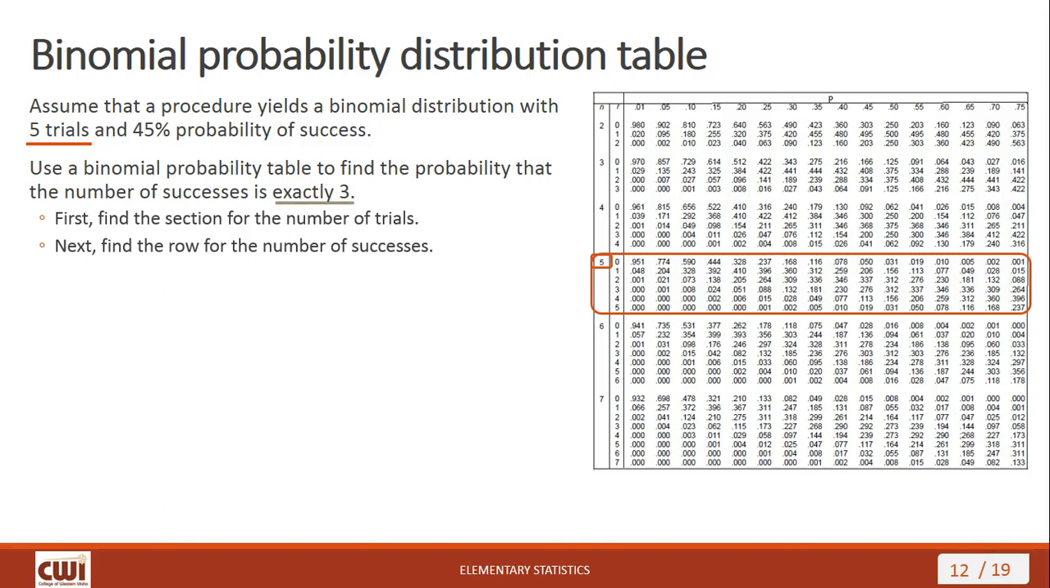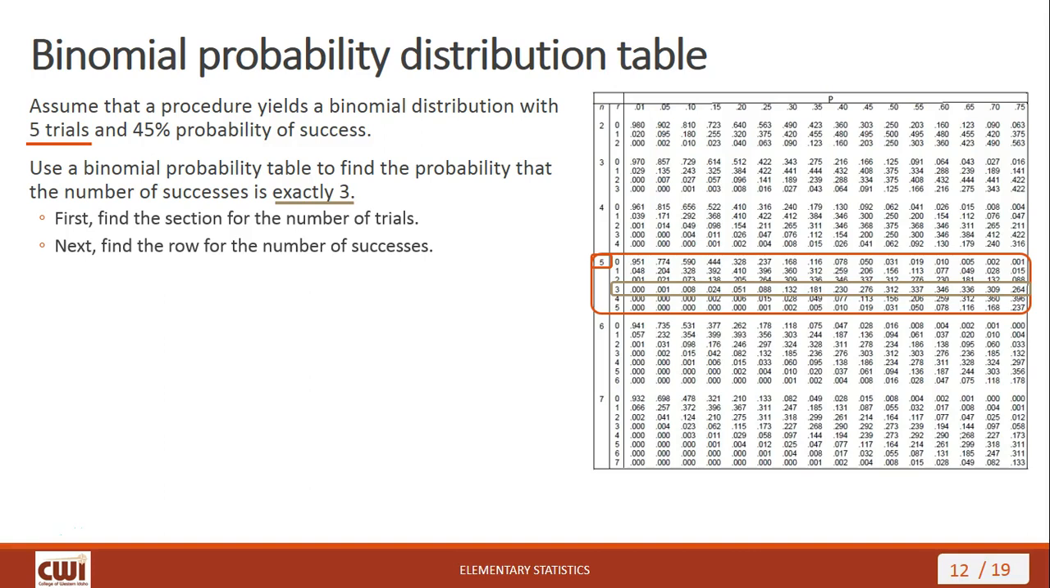I hope you said exactly 3, because that's what we're looking at here in the problem statement. So we want to go and look in that next column to the right of the 5, look for the 3. And that row for the 3 is going to be our row of interest.